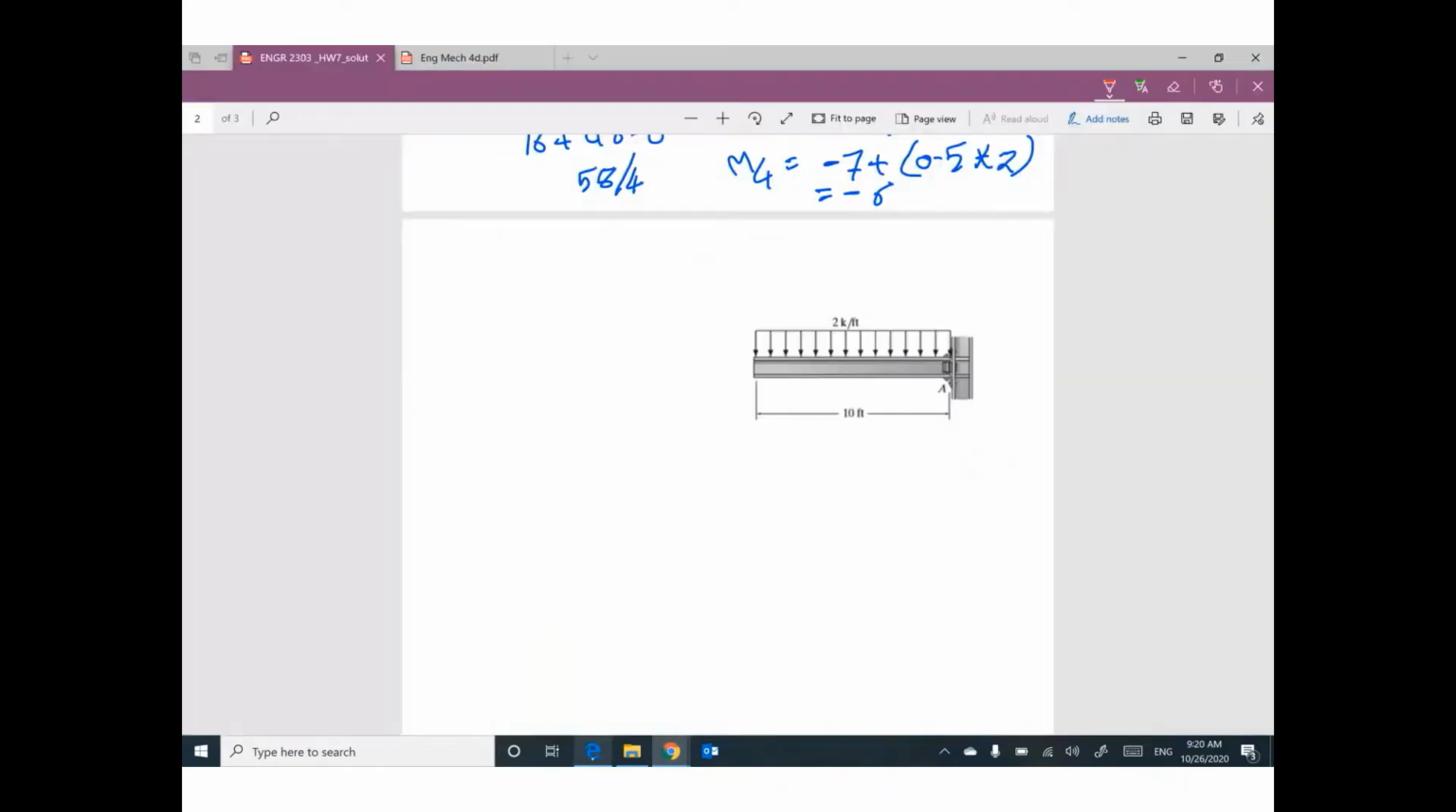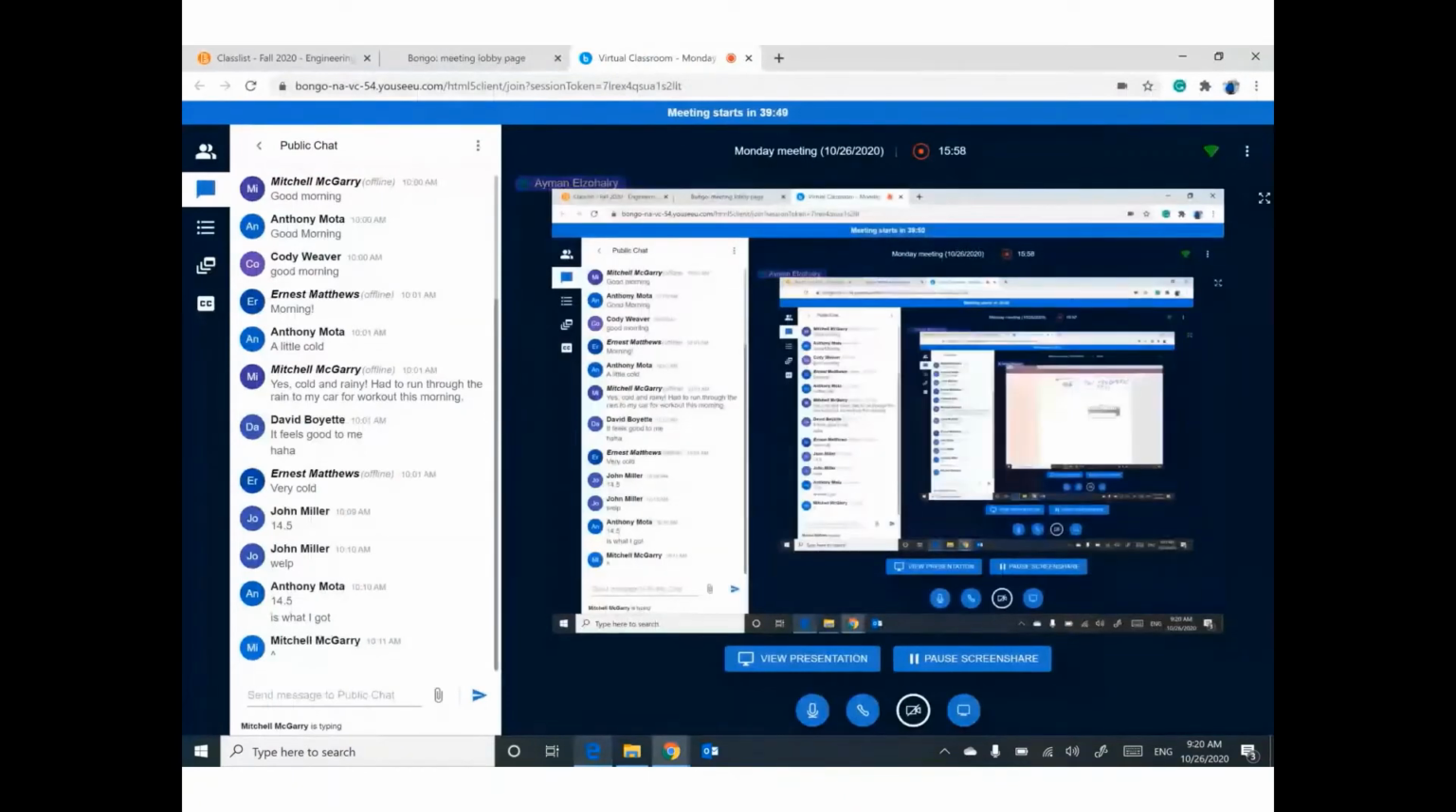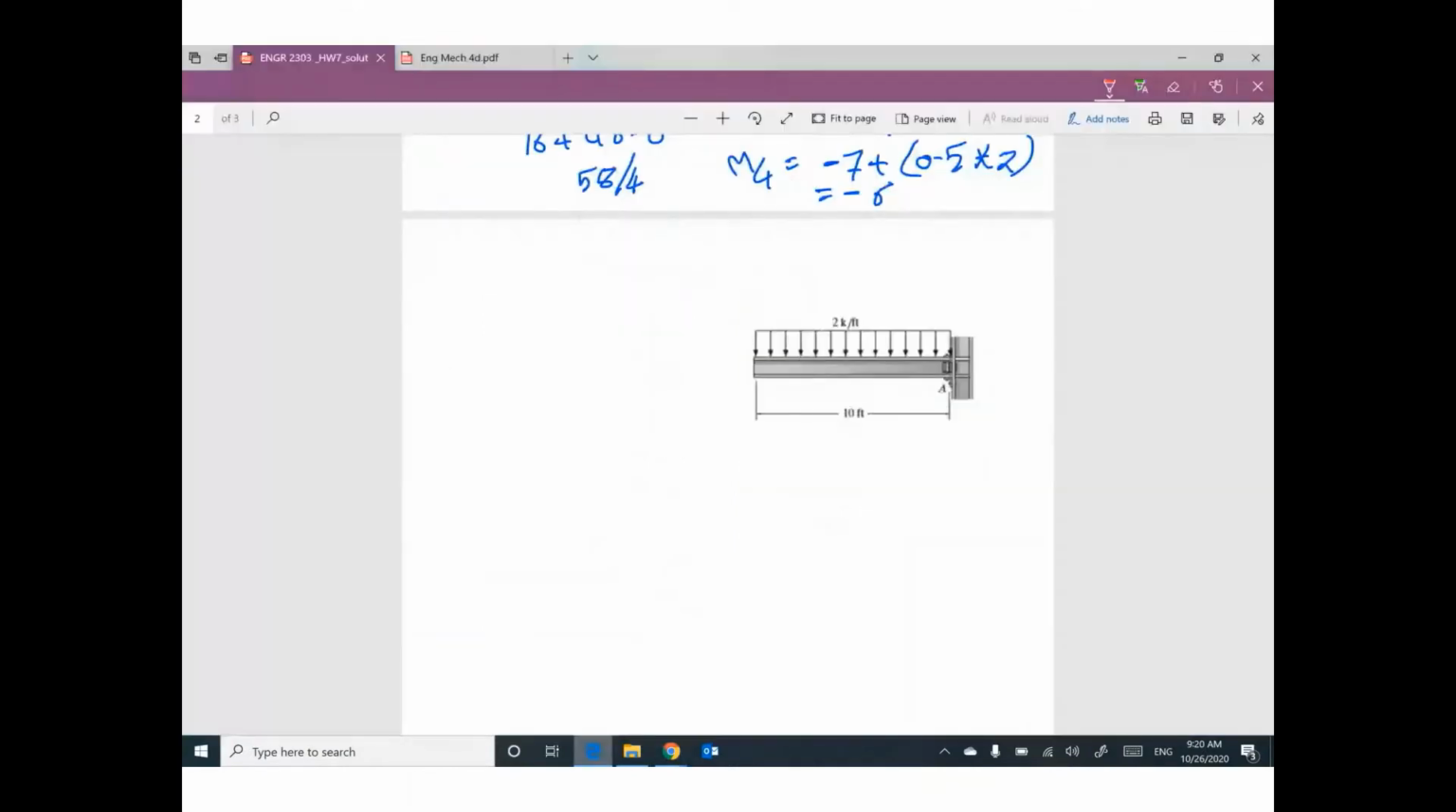Second question, I'm going to go through distributed load because I know distributed load is a little confusing. Let's start with this one. This beam is fixed at A. So we have 3 reactions, YA, XA, and MA.